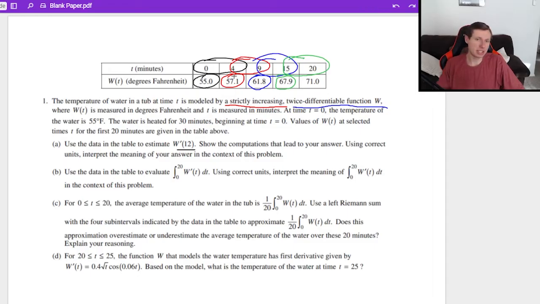So the base of each rectangle is going to be 0 to 4, so that distance is 4. The red is going to be the distance from 4 to 9, so 5. I'm just doing 9 minus 4. Then the blue is 15 minus 9, which is 6. And the green is 20 minus 15, so 5. And then the heights of each rectangle are the bottom row.